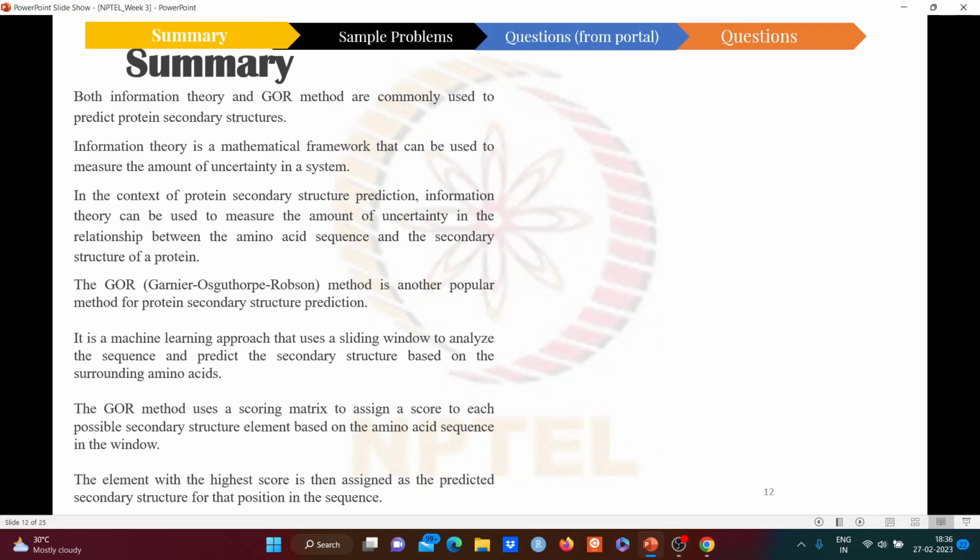Next thing is the GOR model. This model is another popular method for protein structure prediction. This is a machine learning based approach that uses a sliding window to analyze the sequence and predict the secondary structure based on the surrounding amino acids. So this method uses a scoring matrix to assign a score to each possible secondary structure element based on the amino acid sequence in the window. The element with the highest score is then assigned as the predicted secondary structure for that position in the sequence.